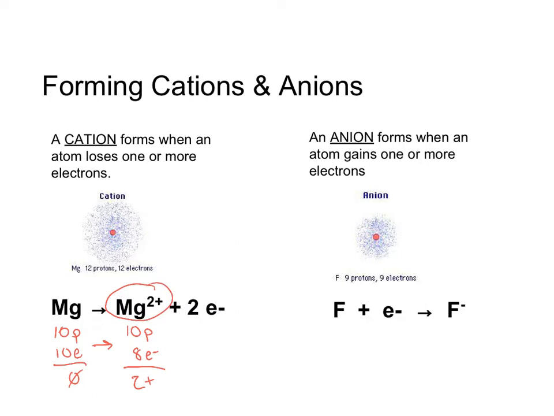Fluorine, on the other hand, has an atomic number of 9, and so 9 protons. A neutral fluorine atom therefore has 9 electrons for a neutral overall charge. In order to become stable, fluorine will gain an electron. It still has its 9 protons, it's still fluorine, but now it has 10 electrons. Therefore, it has one additional negative charge compared to its positives, for a charge of 1 minus on our fluorine anion.